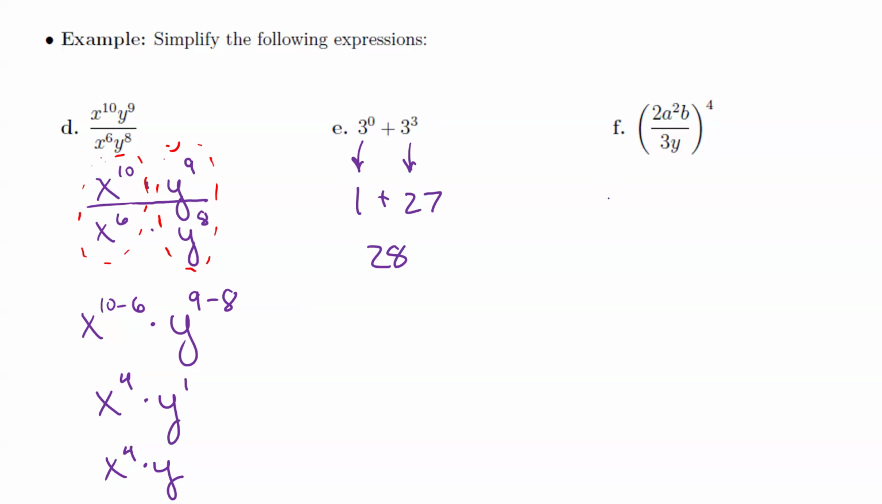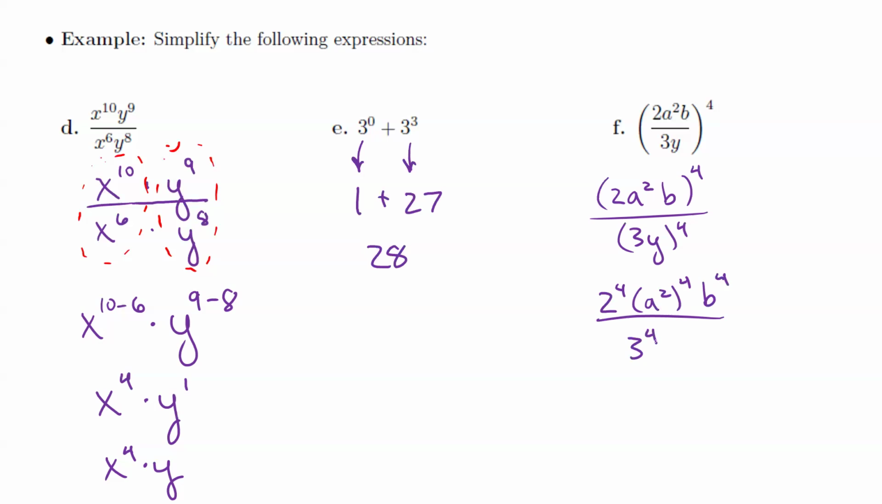All right, and then finally, 2a squared b to the fourth all over 3y to the fourth. But then I have all this multiplication on top. I have multiplication on bottom. So then every single factor can be raised to the fourth power. And then 2 to the fourth and 3 to the fourth, I can compute those, 16 and 81.